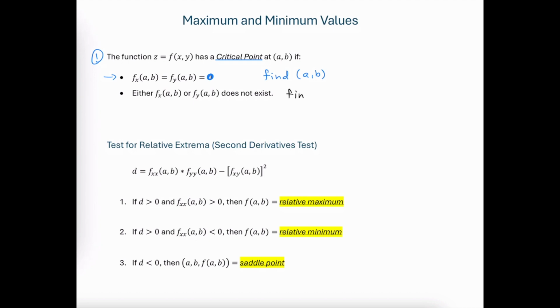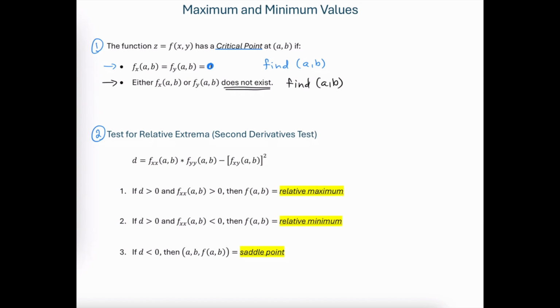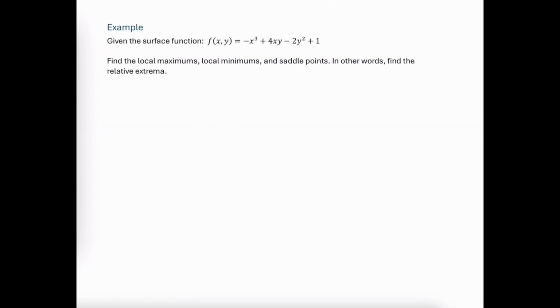We'll also look for domain elements that cause either of those first partial derivatives to be undefined or to not exist there. Once we have those critical points, we'll use this second derivatives test to determine whether or not we have a maximum, a minimum, or a saddle point. So let's begin our example. Again, the first thing that we'll do is find the critical points.